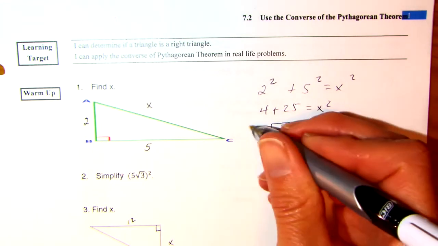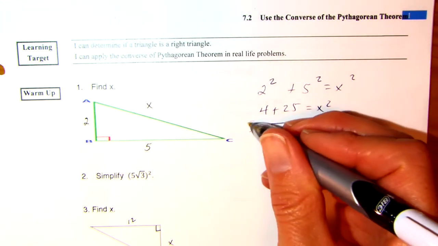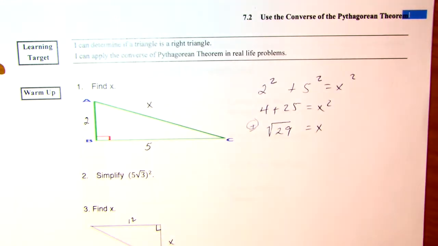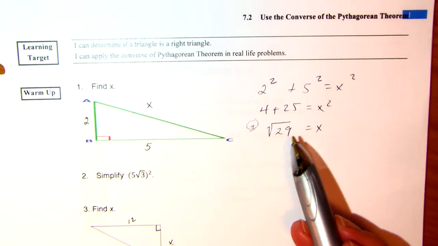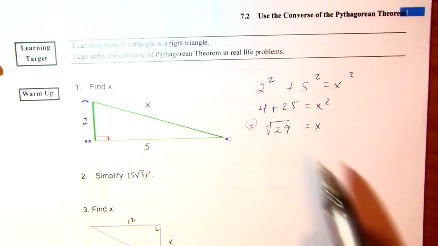Remember, taking the square root is always plus or minus, but since we're looking for a distance of something, we're going to use positive. Don't just get in the habit of putting the positive value. It is plus or minus in general, but for story problems, just positive.